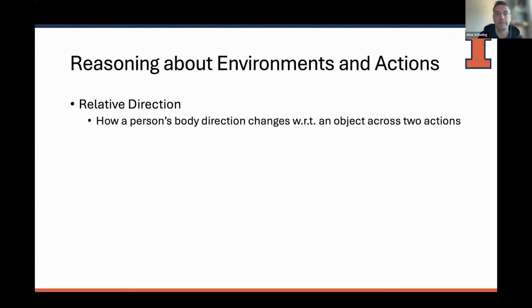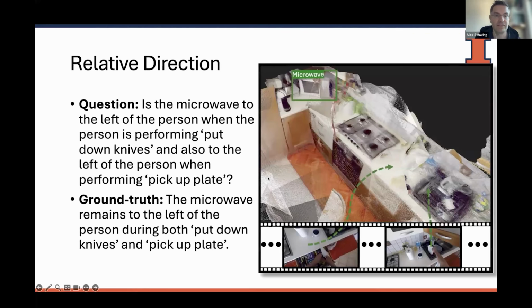And the data set contains 5 different tasks, as I mentioned before as well. One of them is relative direction. It essentially asks how a person's body direction changes with respect to an object across 2 actions that the person performs. So imagine you're standing at the sink first, and then you're turning towards the oven, and the data set might ask, how did the location of the fridge change with respect to your pose during those 2 actions?